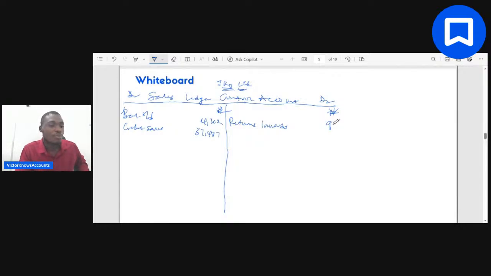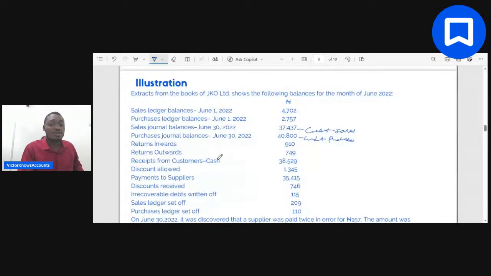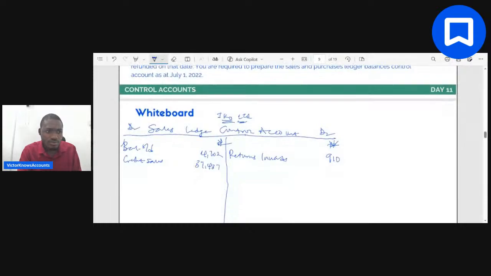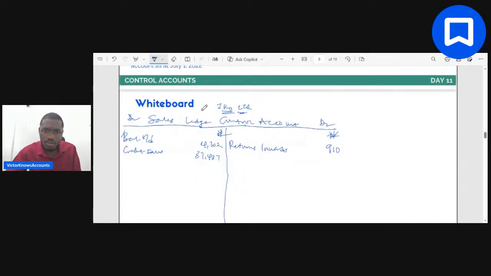Now we have received from customers, that is, we receive cash from customers. Your customers are your debtors, the people that bought goods from you on credit. When they buy goods on credit and then they pay you, it means that their debt is reducing. So debit or credit? Credit. So 38,529, we say cash received from customers.